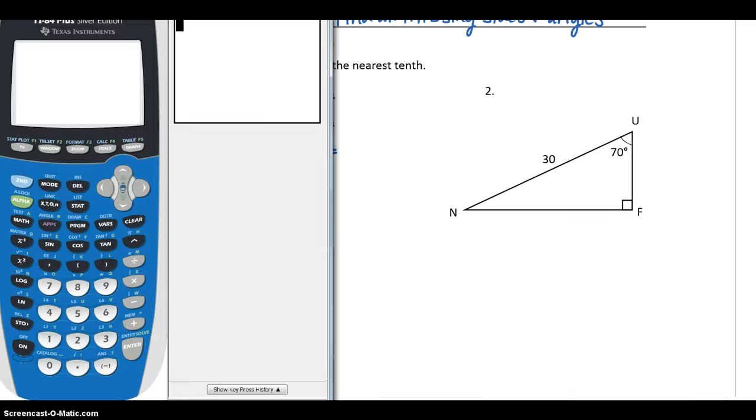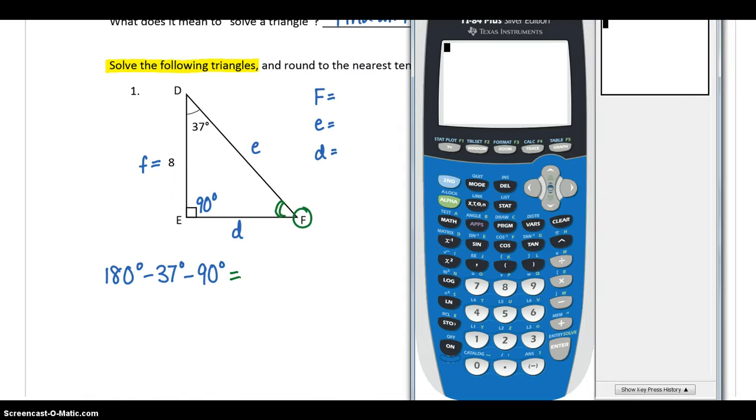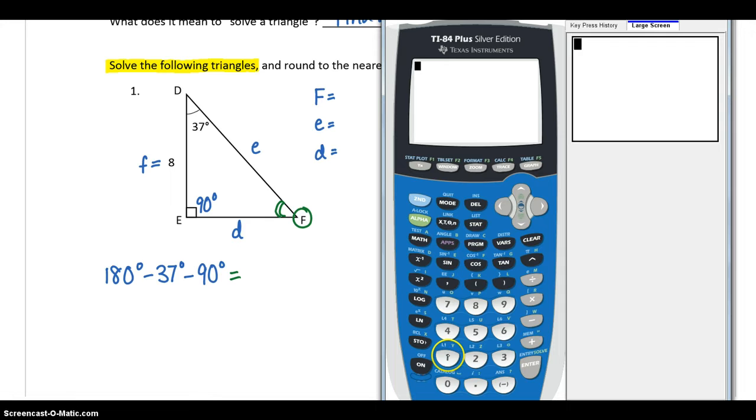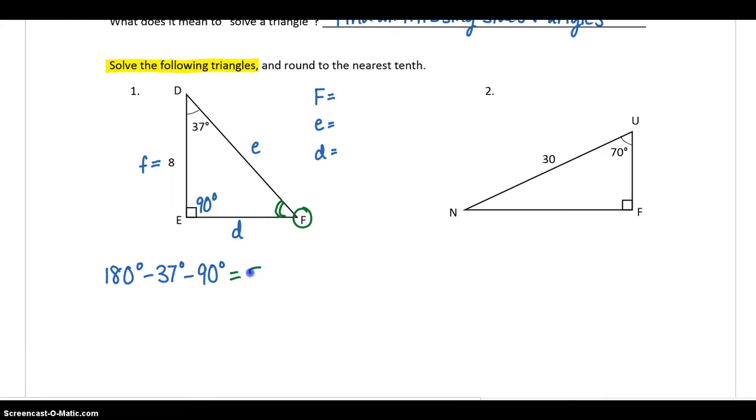So let's type that in the old calculator. 180 minus 37 minus 90. 53. So that means angle F is going to be 53 degrees. And see how the directions say round to the nearest tenth? That's only when there are actually decimals. Since we don't have decimals here, we can leave it as 53 degrees. But when we solve for the sides, we might have decimals. So remember, tenth, that's one number after the decimal. Just a quick reminder.